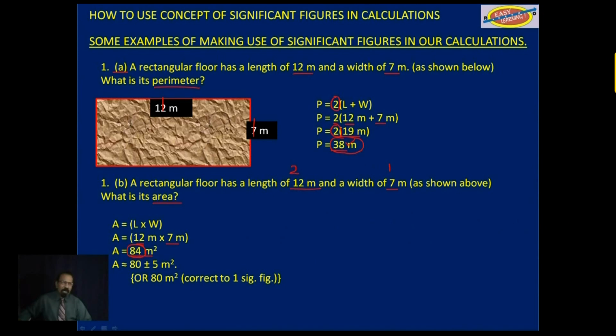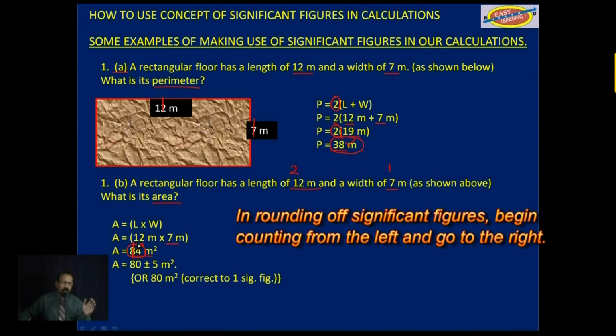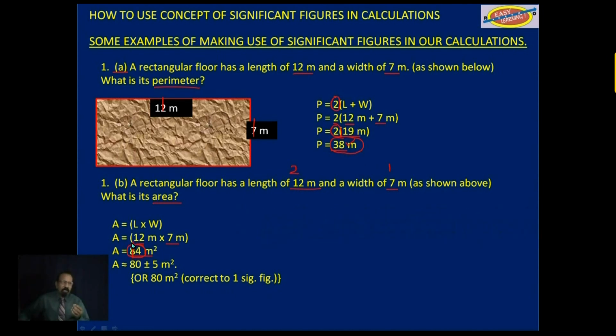We have to round off at the 8. We are always rounding off from the left to the right. So we have to round off at the 8, which is in the tens position. 84 is closer to which tens? 80 or 90? 80. And since it is the tens position, it will be half of that position, more or less. So our answer is 80 plus or minus 5 square meters. Now you could have written it as 80 square meters, correct to one significant figure.